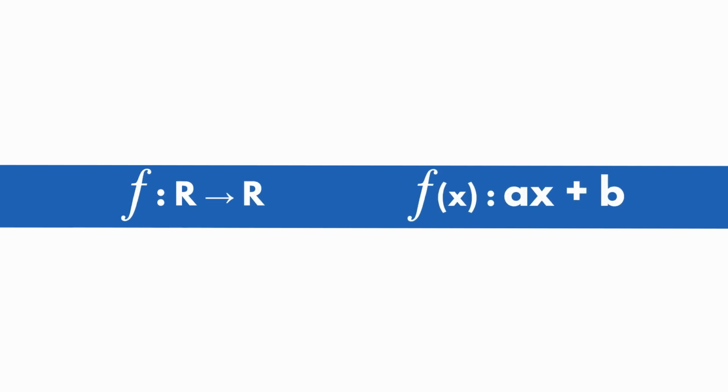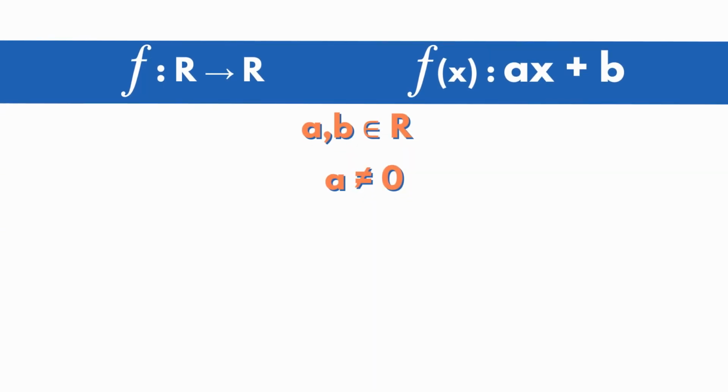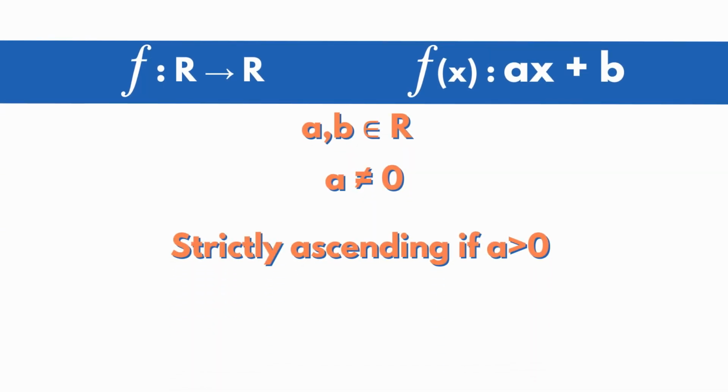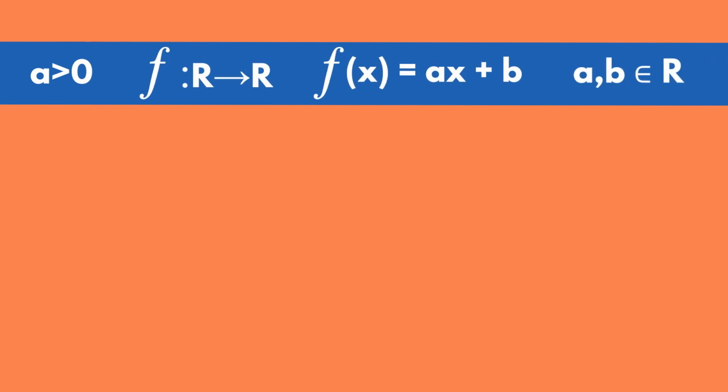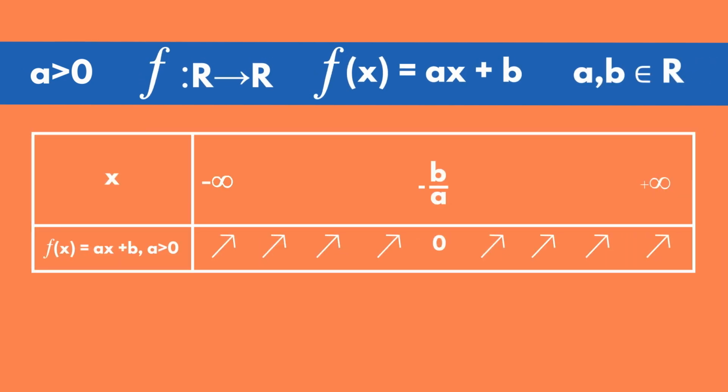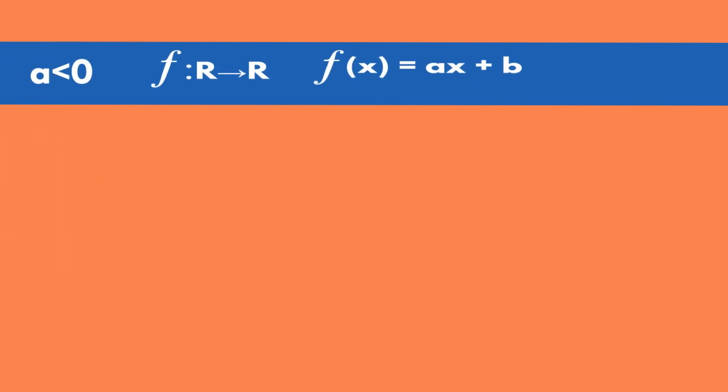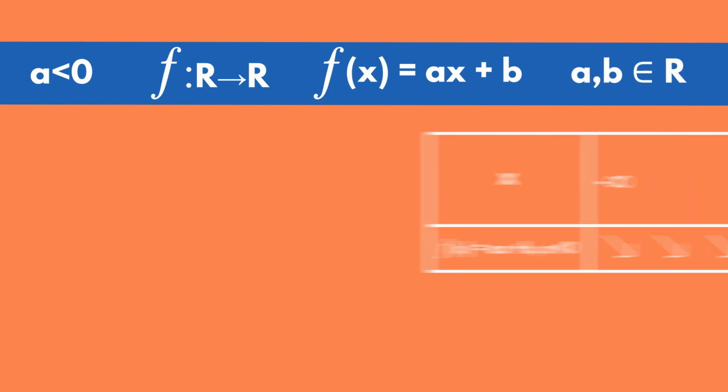Theorem. The first-grade function where a is different than 0 is strictly ascending if a is larger than 0, strictly descending if a is smaller than 0. The monotony intervals are seen in the variation chart of the function. When a is larger than 0, the function is strictly ascending. When a is smaller than 0, the function is strictly descending.